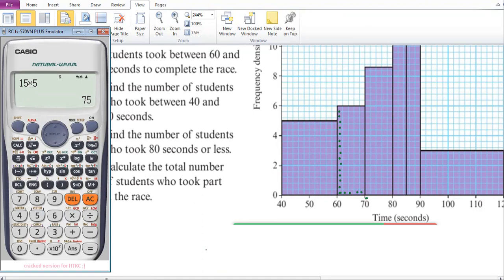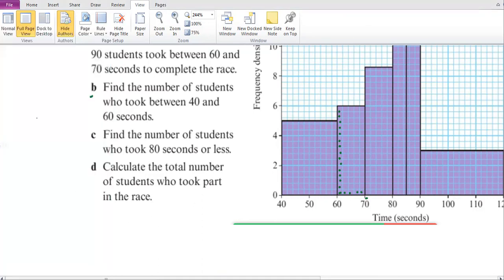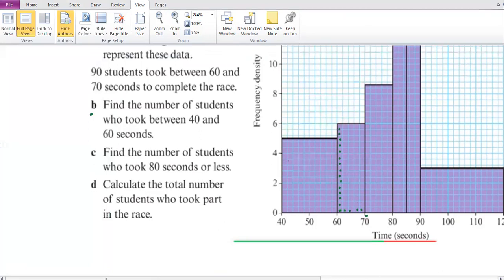75. It means the total number of boxes is 75. Can you please make sure that we counted the number of boxes correctly? 90 students took between 60 and 70, so the total number of boxes is 15 by 5, or 75. So 75 boxes are representing 90 students.